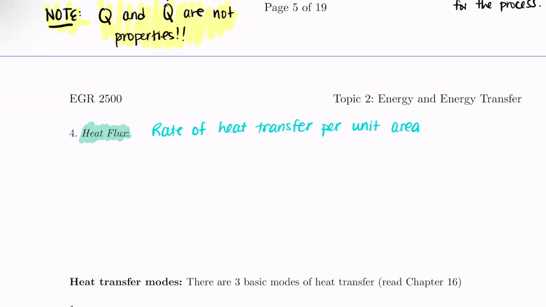All right, so q dot, where this is a lowercase q. This is just our Q dot, so this is our rate of heat transfer that we had before, and we're going to divide by area. All right, so this A is the heat transfer area.